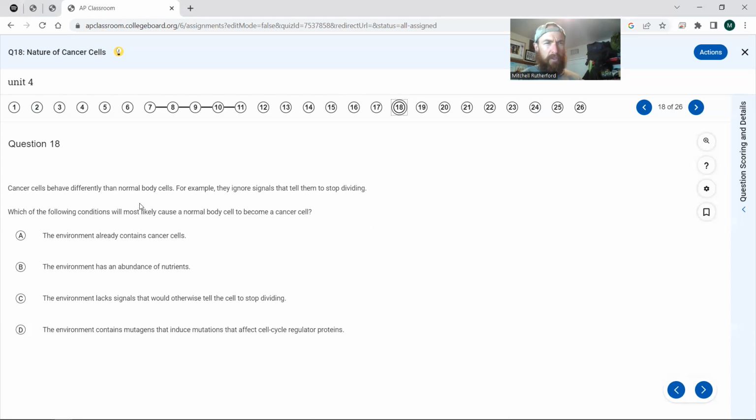So the cancer cells behave differently. Oh, duh. All right. Which of the following conditions most likely causes a cell to become a cancer cell? All right. The environment contains cancer cells. Oh gosh, we just got no cancer details. I don't know if there's any way to get around this. Let's just pretend you don't know anything about it. The environment has an abundance of nutrients. The environment lacks signals that would otherwise tell the cells to stop dividing.